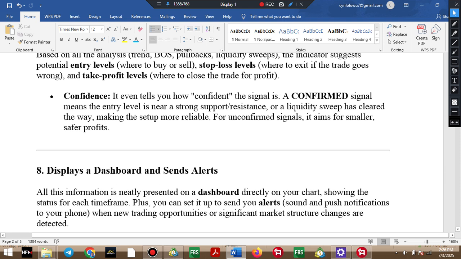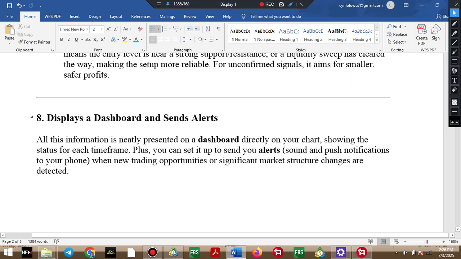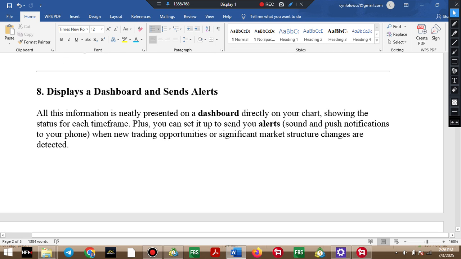Then number 8, it displays a dashboard and sends alerts. Now, all this information is neatly presented on a dashboard directly on your chart, showing the status for each time frame. Plus, you can set it up to send you alerts. That means sending a push notification to your phone. The indicator has the ability to send messages to your phone.